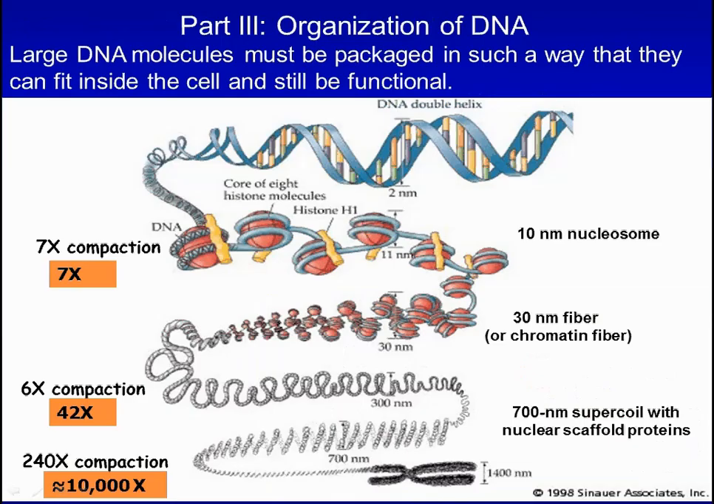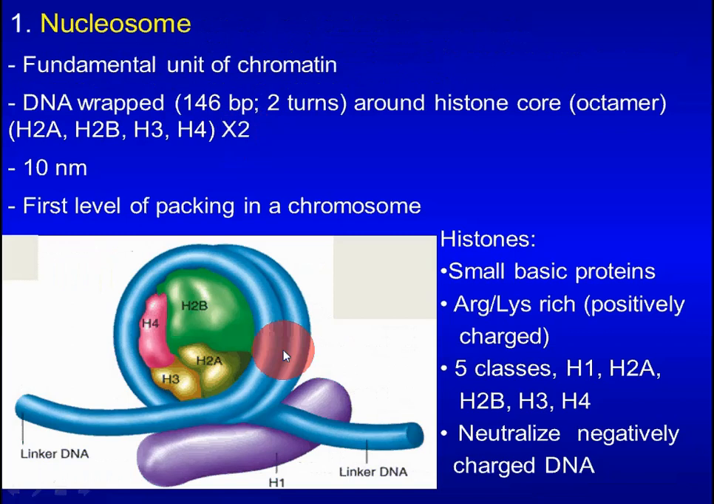Now let's switch to part 3. Large DNA molecules must be packaged in such a way that they can fit inside cells. The first level of compaction occurs when DNA is wrapped around histone proteins to form a nucleosome. Here is the nucleosome. In the center, 8 histone proteins, 2 copies each of H2A, H2B, H3, and H4, form a core. DNA is wrapped around the histone core.